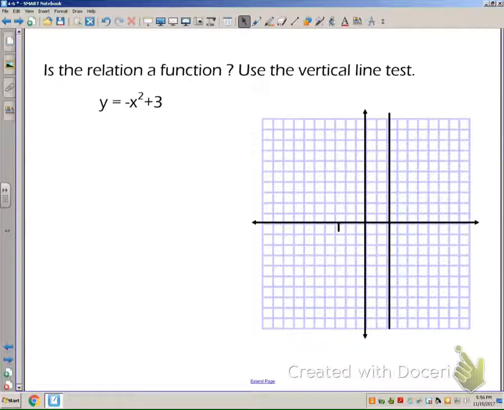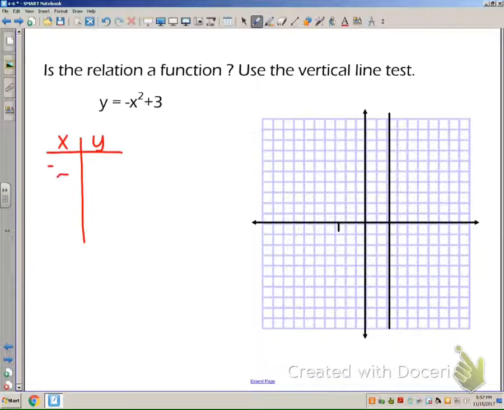So is the relation a function? Use the vertical line test. So we've got this equation, -x² plus 3. So it's a little bit hard to see how to graph this right off the bat. So I find the easiest thing to do at this point in your Algebra 1 class is to go ahead and make a table. Let's plug in some values.